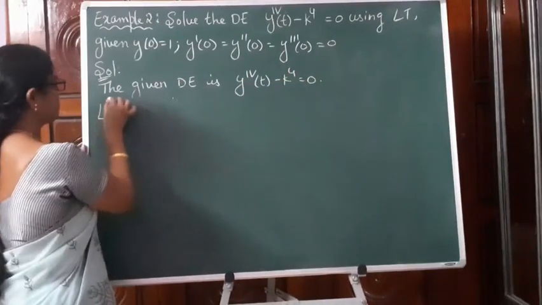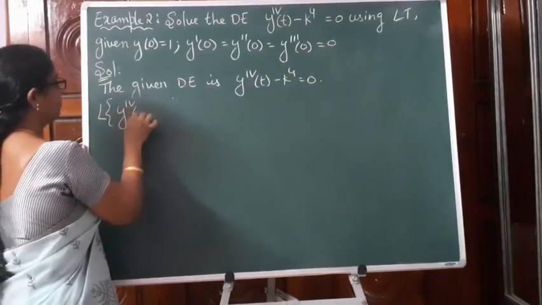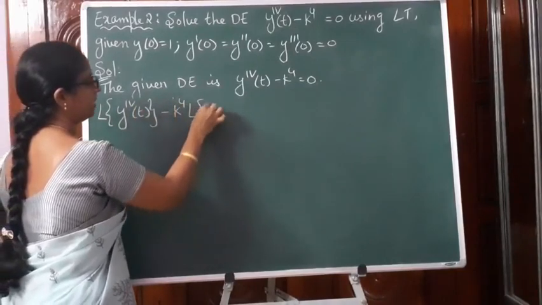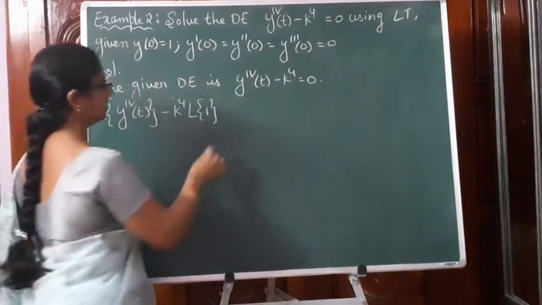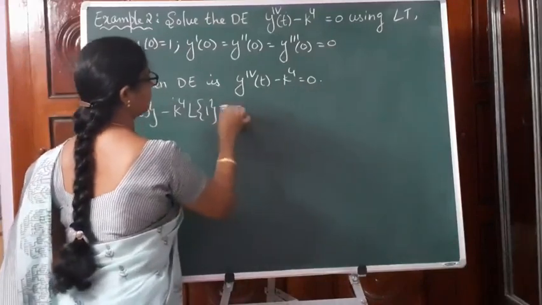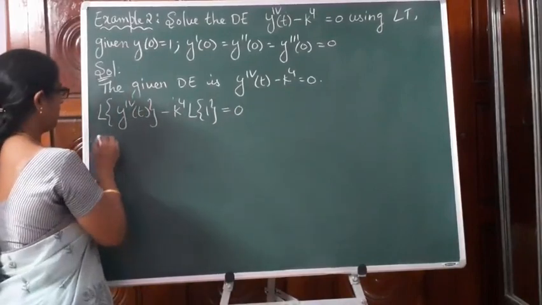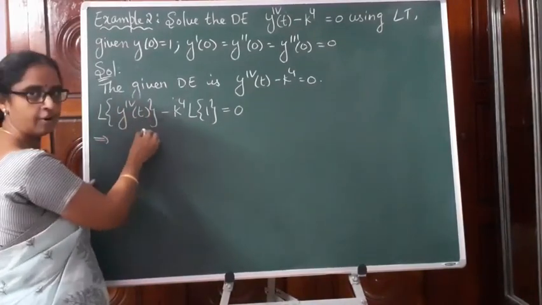So applying Laplace transform, L of y⁗(t) minus k⁴ into L of 1, because k⁴ is constant, is equal to L of 0. Laplace transform of a null function is 0. Now what is L of y⁗(t)?